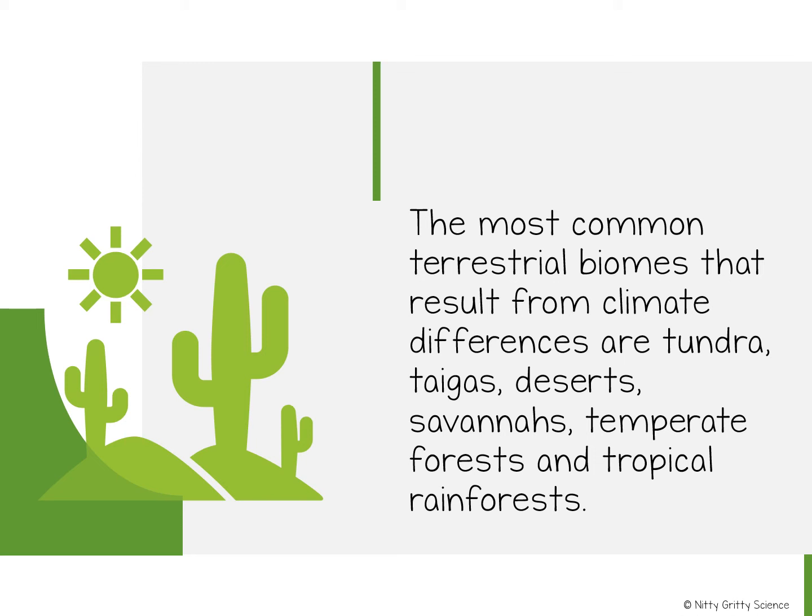Deserts are areas that receive less than 25 centimeters of rain per year, and the amount of evaporation in the desert is greater than the amount of precipitation. Grasslands are areas that are populated mostly by grass and other non-woody plants. They receive about 25 to 75 centimeters of rain per year, and fires and droughts are common in this biome.